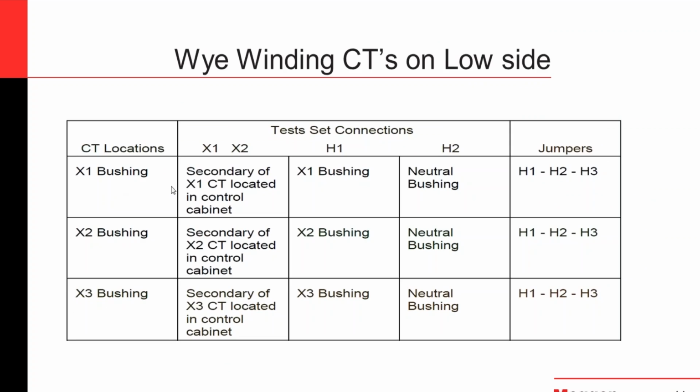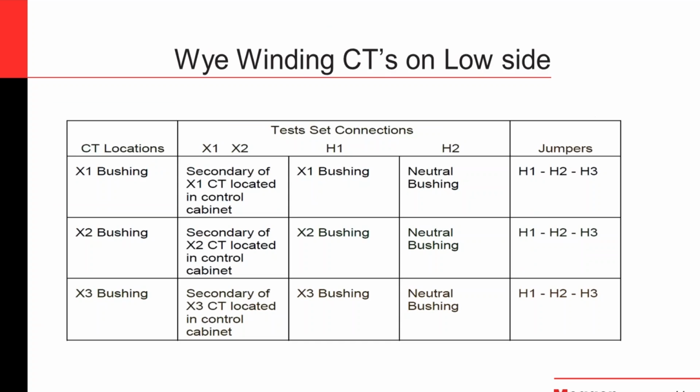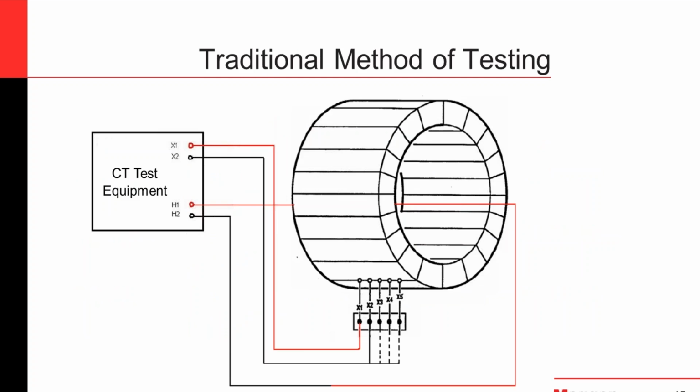Again, we have made a table that includes all the things that you need to jumper, and when you're doing an X1 bushing CT, how you are going to connect your test leads as well. This is a pretty straightforward table, not too complicated. The picture itself should explain most of the things that we put down in the table. So please do come back and take a look at this table if you have time.